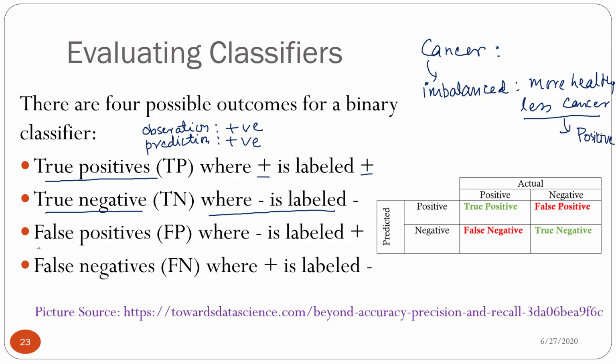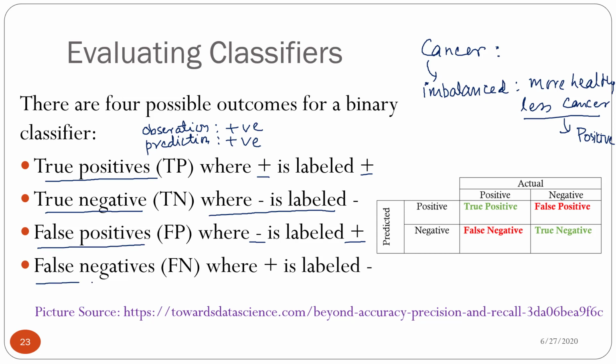Now what is false positive? False positive corresponds to the sample which was in reality a negative sample, but because of some mistake the classifier classified that as positive. So the classifier is saying it is positive. That means the classifier is saying that this guy has cancer, but in reality it was negative. So the claim by the classifier that this sample is positive is false. That's what we mean by false positive.